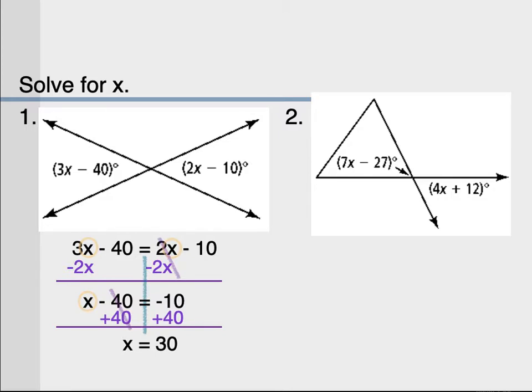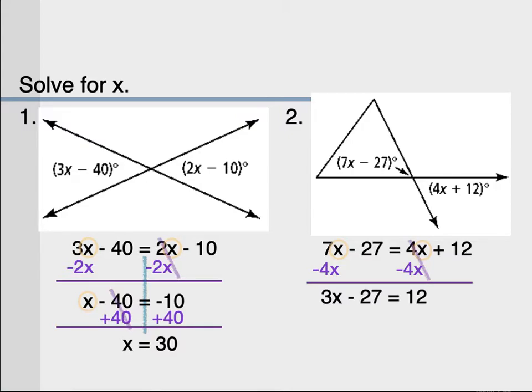Try question 2. Check your starting equation. You had to get the x's on the same side of the equal sign. Then you had to isolate x, so that meant canceling out the minus 27. And then get x all the way by itself by dividing by 3. If you got 13, well done.